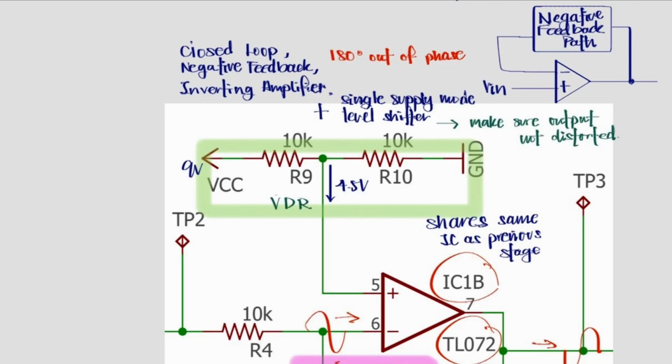The level shifter is being implemented again by a voltage divider involving R9 and R10 at 10k ohms each. The fixed voltage is at 4.5 volts. The voltage divider must be connected to the positive terminal to function as a level shifter, thus making this a single supply mode, so that leaves us with the inverting terminal.